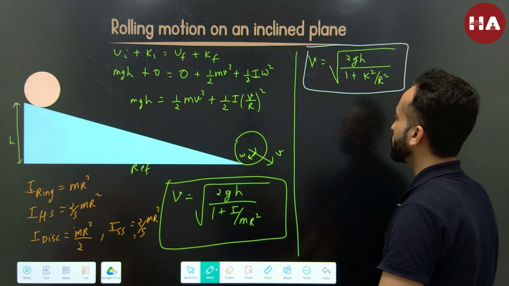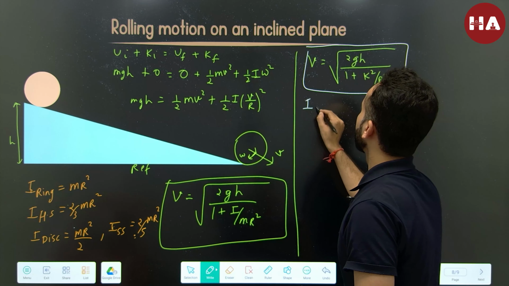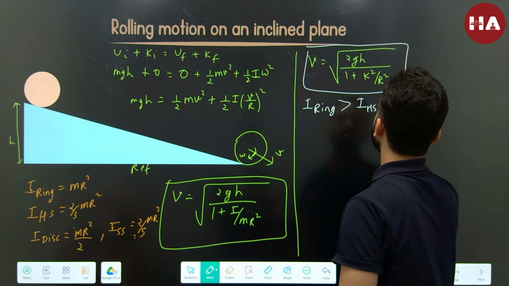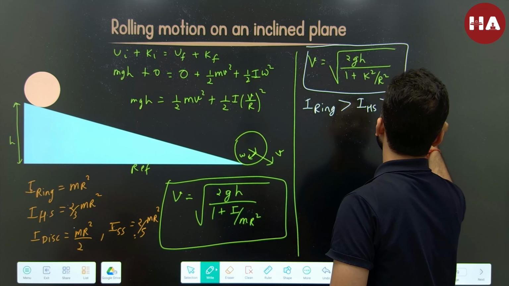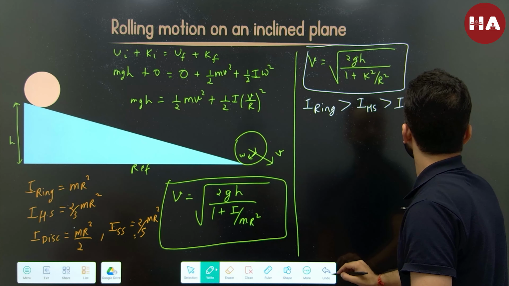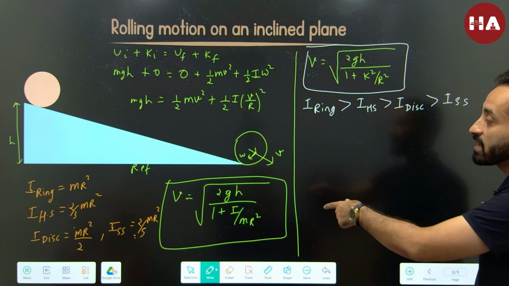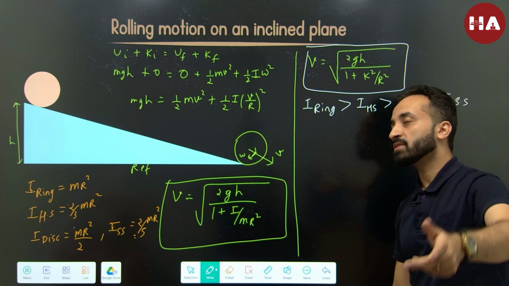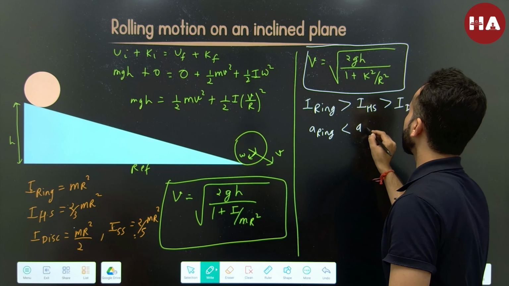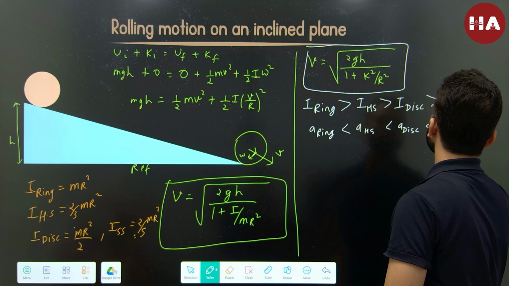So now can we comment on that? The order of moment of inertia is: the ring's is greatest, then the hollow sphere, then the disc, and then the solid sphere. So if this is the order of I, and I is in the denominator of a as well as v, can we say that a of the ring is going to be smallest, then the hollow sphere, then the disc, and then the solid sphere.